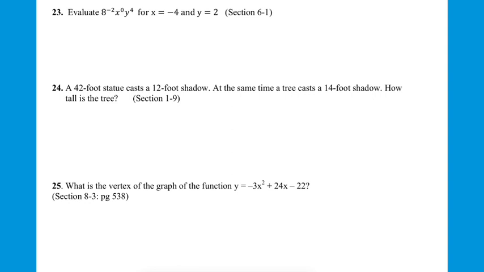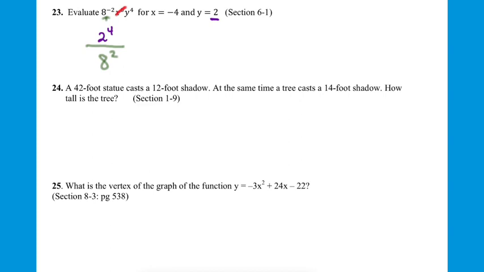On 23, we are evaluating this expression, but we really need to understand our exponent rules to do this well. So 8 has a ticket, so we take it downstairs. X is to the 0 power, so that turns to 1. And y is the value of 2, and it's to the 4th power.